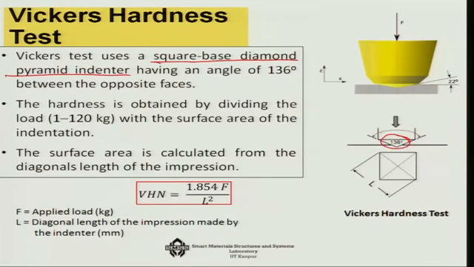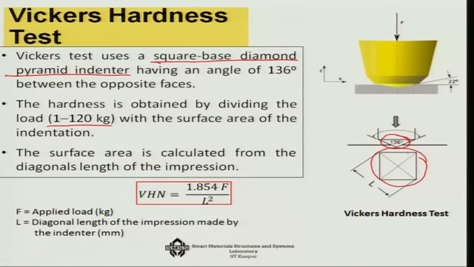In this case, the hardness is obtained by dividing the load, which is generally 1 to 120 kg, by the surface area of the indentation. And the surface area is calculated from the diagonals of the length of the impression. So, here the impression is something like a square type of indentation, unlike the circular indentation that you have seen for the Brinell case.